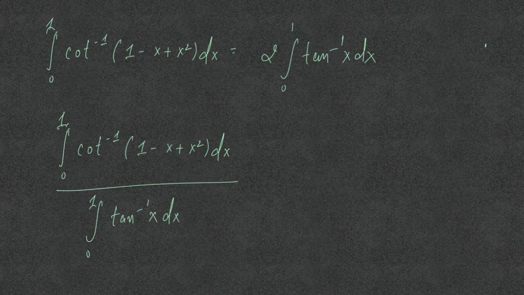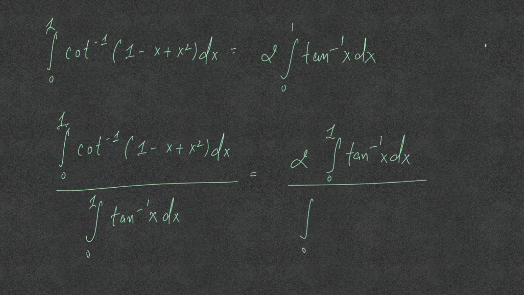The expression which we want to evaluate is this, and we found that the value of the integration 0 to 1 of cot inverse of (1 minus x plus x square) is this, 2 times of tan inverse of x. Using it here, I can write 2 times integration from 0 to 1 tan inverse of x dx whole divided by integration from 0 to 1 tan inverse of x dx. So these similar terms cancel and the final answer is equal to 2.